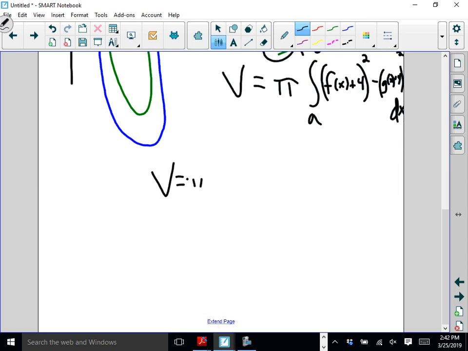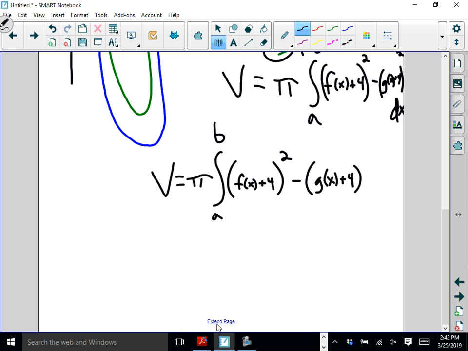All right, so it'll be parenthesis f of x plus 4 squared minus g of x plus 4, that quantity squared dx. That will be our integral that sets up to give us the volume of that. Right, so it's really not that much harder, I don't think, than revolving around the x-axis. We just have to adjust our big R and our little r.